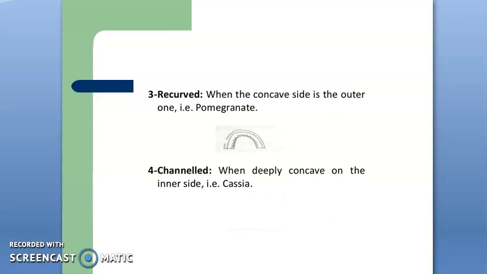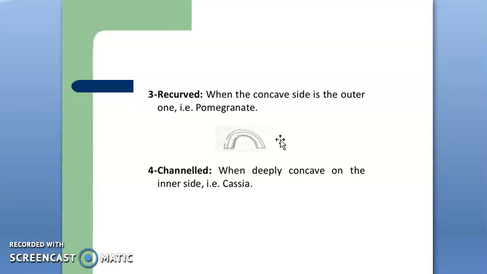Next type of shape of bark is recurved bark. That is, if the concavity is on the outer side of the bark, then it is described as a recurved bark. Examples are pomegranate and kuruchi bark. It is a well known example for this recurved shape. And dear students, questions are asked many times on the shape of bark: which type of shape and which is the example of that drug.